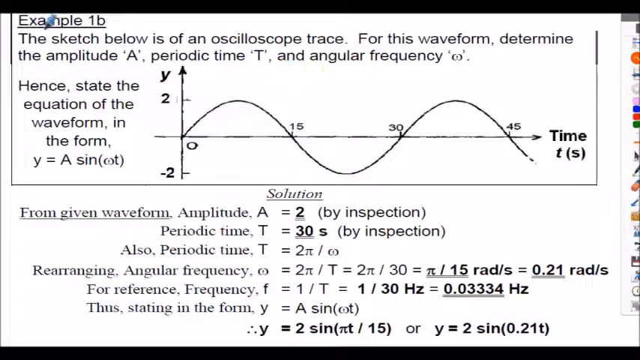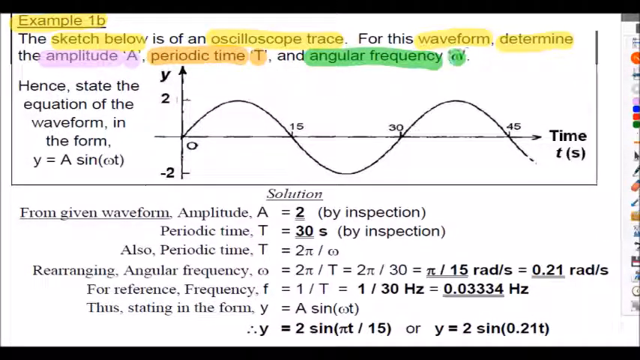Here's example 1b. We're given a sketch shown below of an oscilloscope trace. For the waveform shown, we're asked to determine the amplitude, labelled A, the periodic time, capital T, and the angular frequency, omega. We're also asked to state the equation of the waveform in the form y is equal to A multiplied by the sine of omega t.